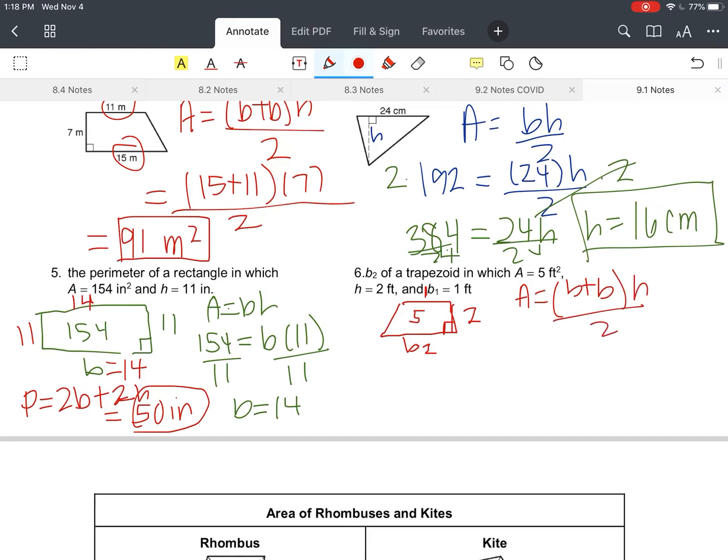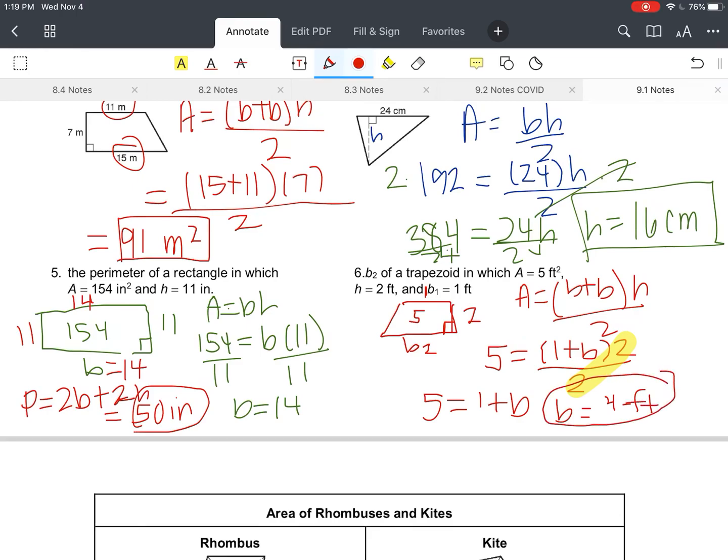So area formula, again, is b plus b times h divided by 2. A is 5, so I'll substitute that in. I know one of my bases is 1, and I don't know what the other one is. My height is 2, and I'm dividing by 2. Just like in number 4, you can get rid of the dividing by 2 by multiplying, or you can simplify. I'm going to do that for this problem, because 2 divided by 2 is just going to be 1, and 1 times something won't impact it. So I'll be left with 5 equals 1 plus b. So b is 4 feet.